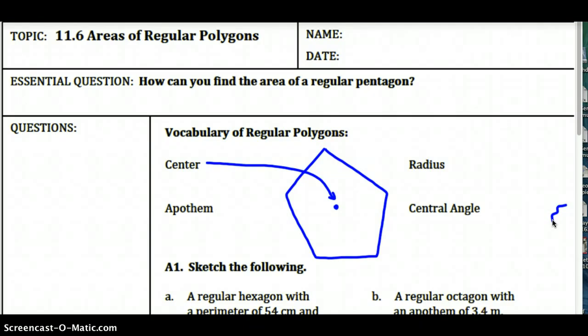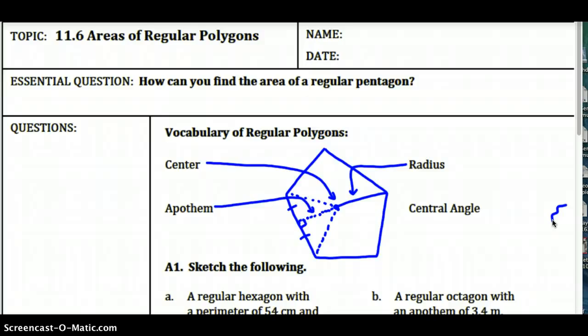The apothem is a segment from the center to the midpoint of one of the sides, and it's also perpendicular, and it also bisects the angle that the apothem touches that side. So the apothem here is this perpendicular piece. The radius is going to be from the center to a vertex, as you can imagine the circle inscribing the regular pentagon here.